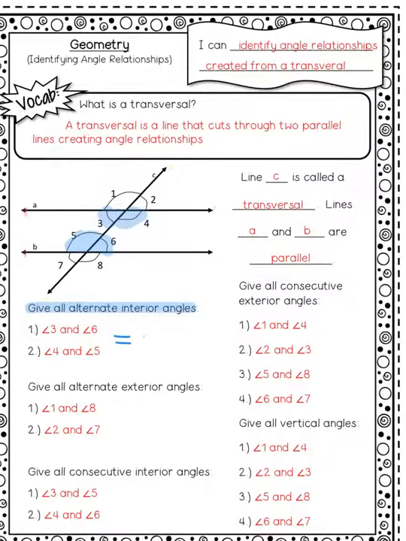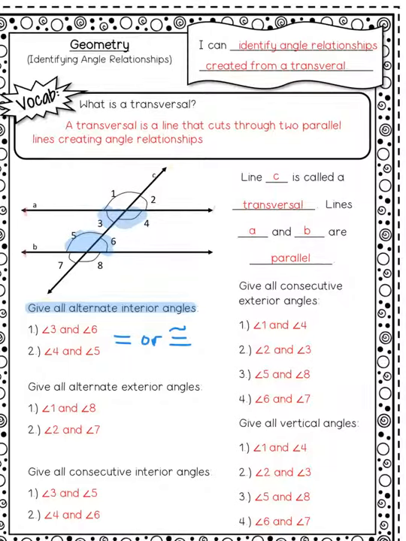So again, they are equal or congruent. Congruent is an equal sign with a squiggle on top. Congruent means that they are the same measurement.